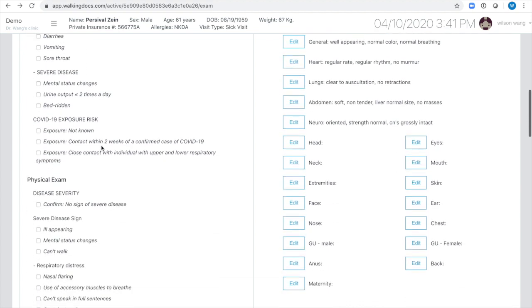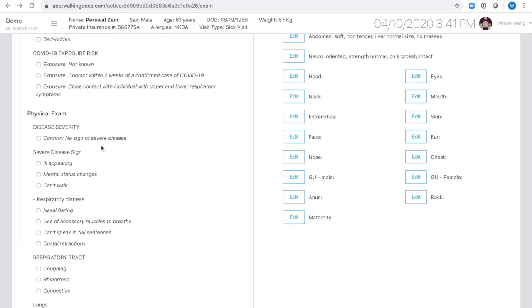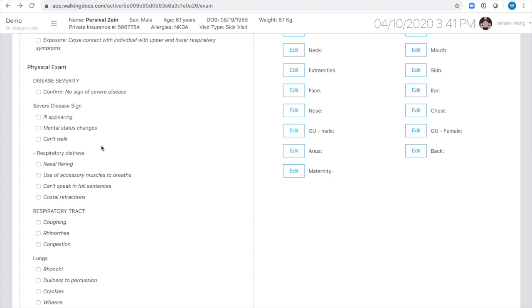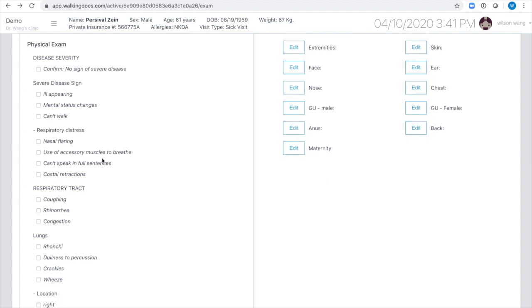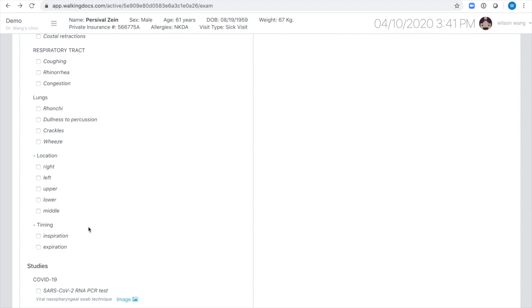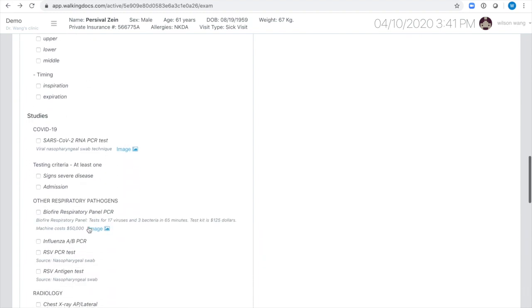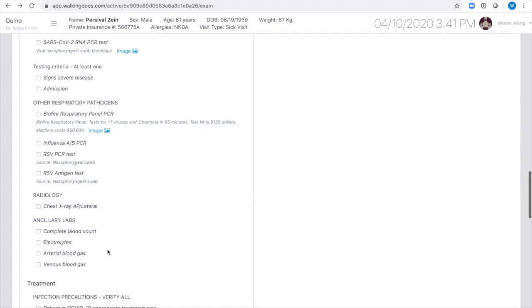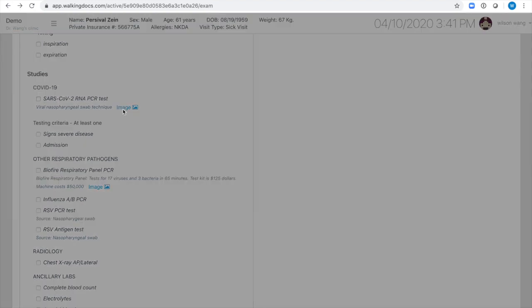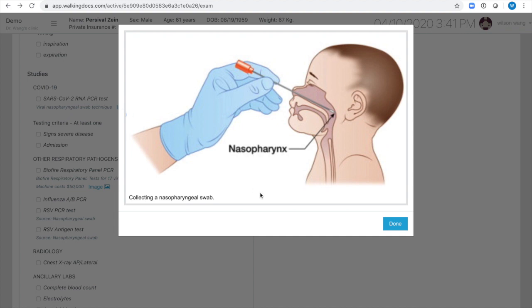The checklist then suggests common signs in COVID-19. Recall that these signs, when selected, will write the exam at the right of the screen and can include nasal flaring or costal retractions, and lung findings such as rhonchi. The checklist then suggests particular studies to perform to secure the diagnosis. Again, a reference, this time how to obtain the nasopharyngeal viral swab.